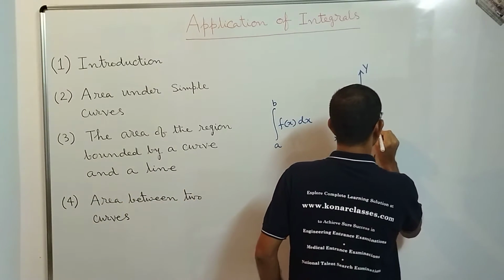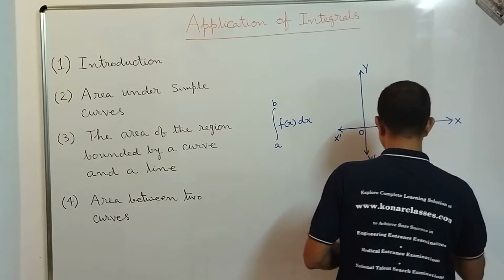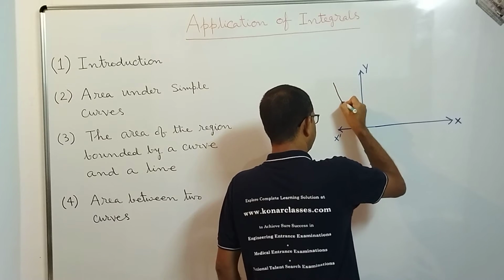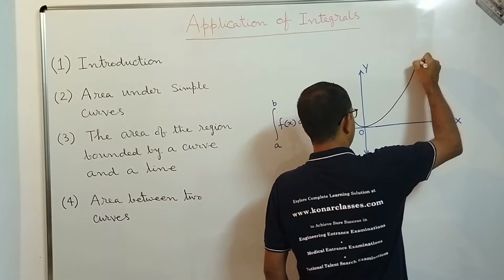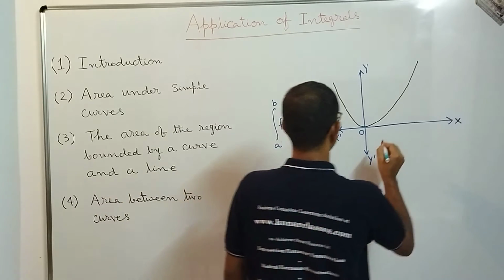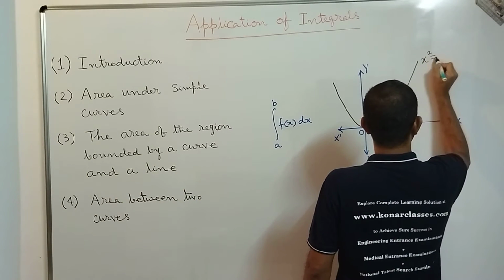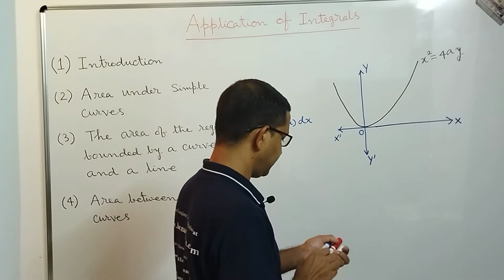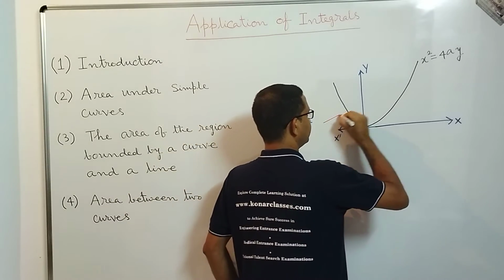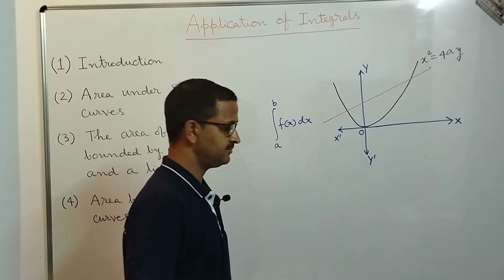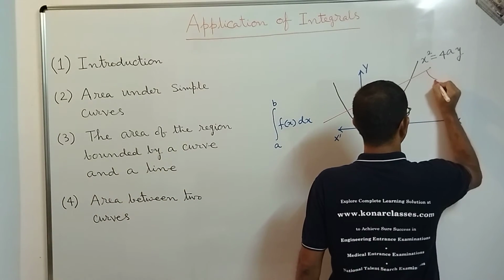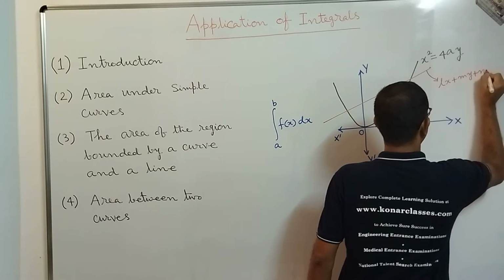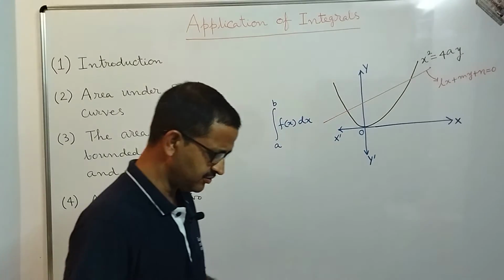So this is the x-axis. Suppose that we have a parabola. The equation of this parabola is x square equal to 4ay, and we have a straight line something like this. Suppose the equation of the straight line is lx plus my plus n equal to 0. That is the general equation of a straight line.